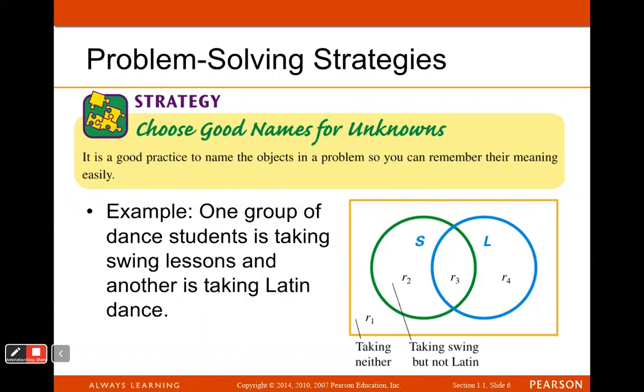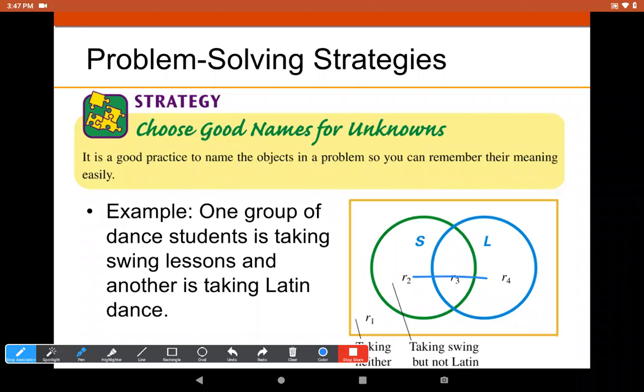Another problem-solving strategy is to choose good names for unknowns. It is a good practice to name the objects in a problem so you can remember their meaning easily. Example: one group of dance students is taking swing lessons and another is taking Latin dance. Labeling one group S and labeling another group L lets us see and remember that S stands for the students taking swing and L stands for the students taking Latin.